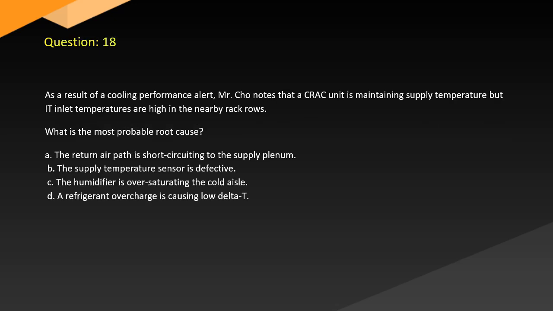Question 18. As a result of a cooling performance alert, Istacho notes that a CRAC unit is maintaining supply temperature, but inlet temperatures are high in the nearby rack rows. What is the most probable root cause?